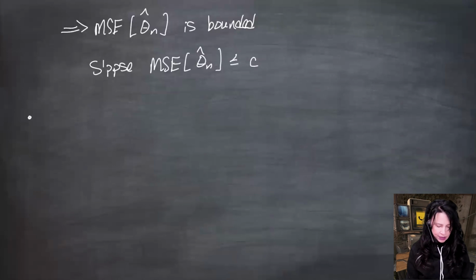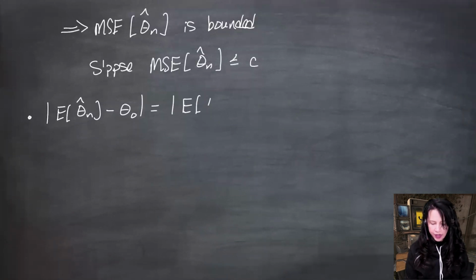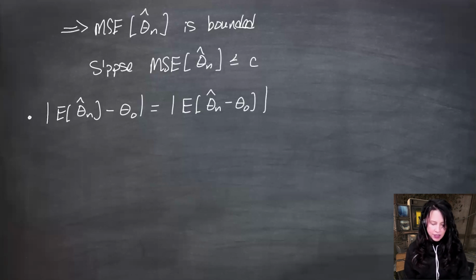I'm going to write down the absolute value of the expected value of theta n hat minus theta naught. This is equal to the absolute value of the expected value of theta n hat minus theta naught, where I just pulled the theta naught into the expectation. It's a constant. So looking at the thing inside the absolute value, you can run the expectation through, and then the second term is like the expected value of 3 is 3. The expected value of theta naught gives you just theta naught back. So that's why we're allowed to put the expectation on both of them.